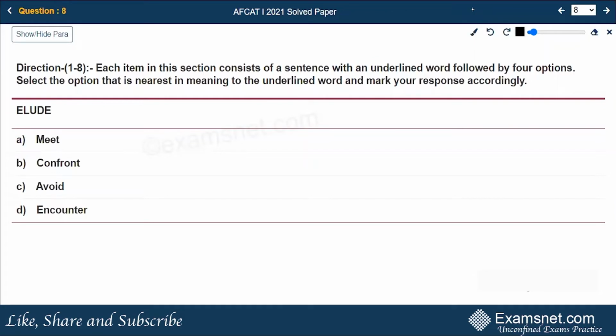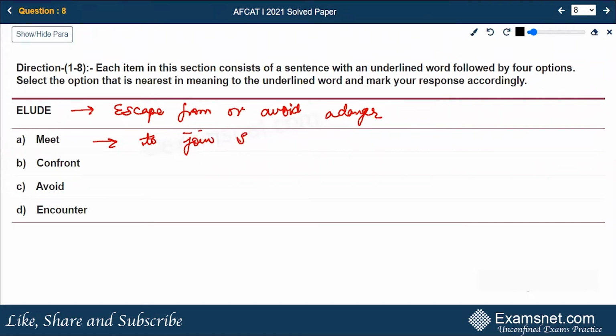Next is question number 8. Elude. The meaning to elude is to escape from or avoid a danger. Meet, of course, means to join someone or to meet someone. Confront means come face to face with someone.